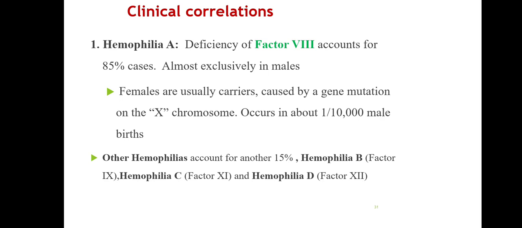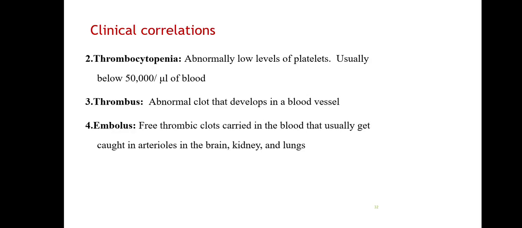We have hemophilia B, which happens due to deficiency of factor 9. Then we have hemophilia C, due to deficiency of factor 11. Then we also have hemophilia D, which happens due to factor 12, which is the Hageman factor. But the most common one is hemophilia A, which is caused by deficiency of factor 8.